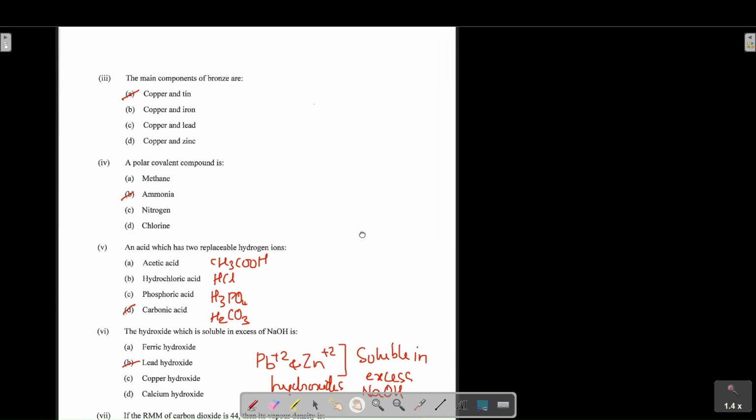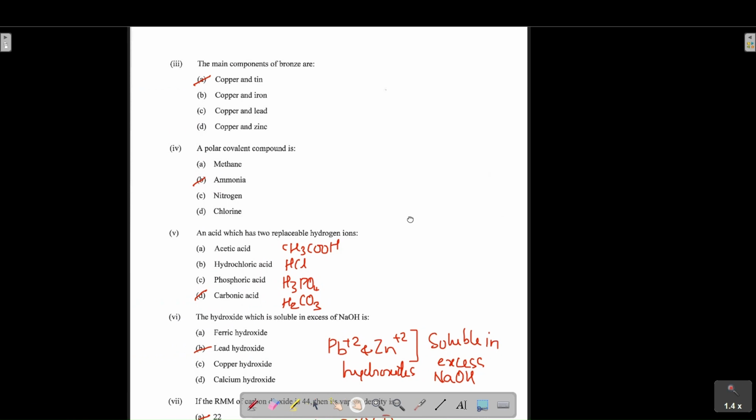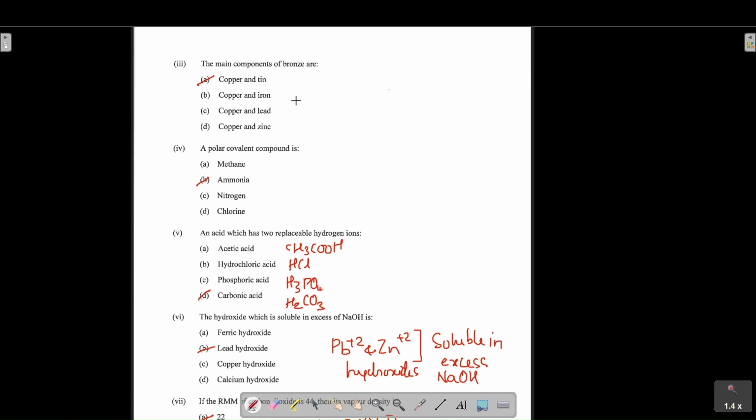Next, the main components of bronze are copper and tin. The polar covalent compound is ammonia; methane, nitrogen and chlorine are non-polar. The acid which has two replaceable hydrogens: you can see I have written the formula as well. From this you can say carbonic acid has two replaceable hydrogens. Phosphoric acid has 3, so it is tribasic, and hydrochloric acid has 1.